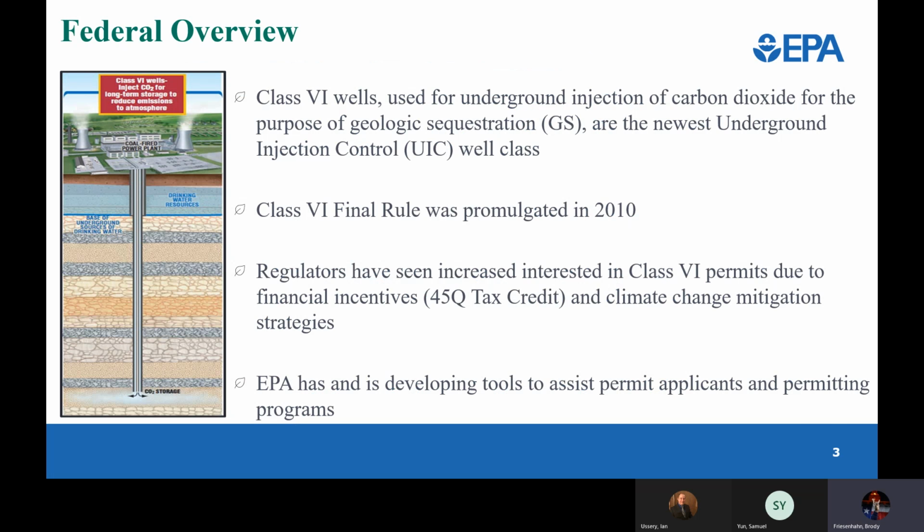So, federal overview. Class 6 wells are used for underground injection of carbon dioxide for the purpose of geologic sequestration, and they're the newest UIC well class. The Class 6 final rule was promulgated in 2010, and we have seen increased interest in Class 6 permits due to financial incentives, the 45Q tax credits, and climate change mitigation strategies. EPA has developed, and is developing, tools to assist permit applicants and permitting programs.